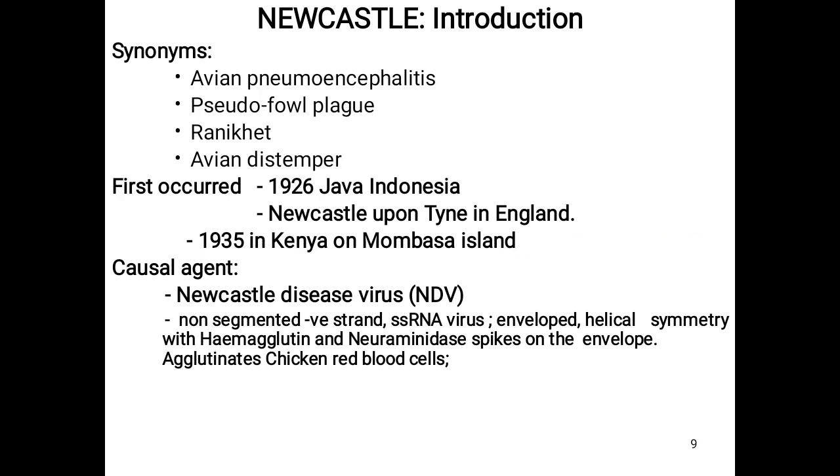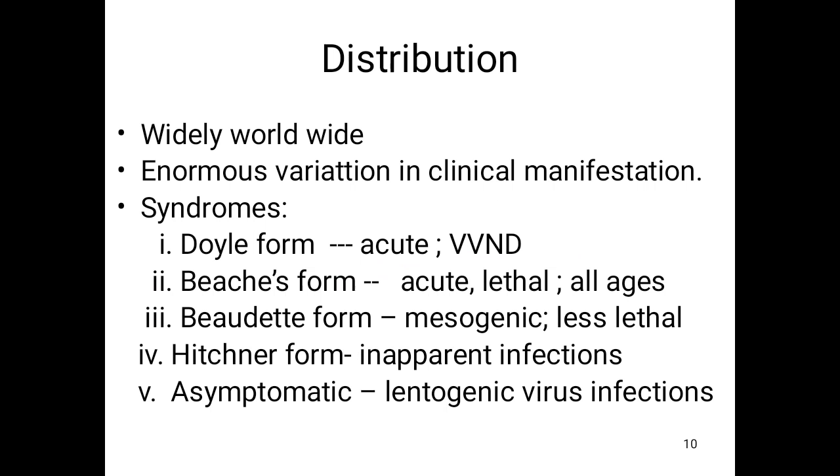Island. It's caused by Newcastle disease virus, which is an unsegmented negative strand RNA virus. It is enveloped, with helical symmetry, with hemagglutinin and neuraminidase spikes in the envelope. So simply, this is the structure of the virus that causes Newcastle disease. Its distribution is usually widespread worldwide. It has enormous variation in clinical manifestation.